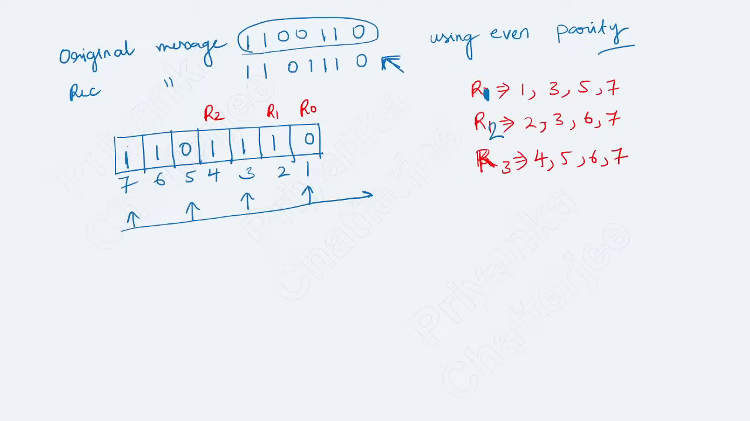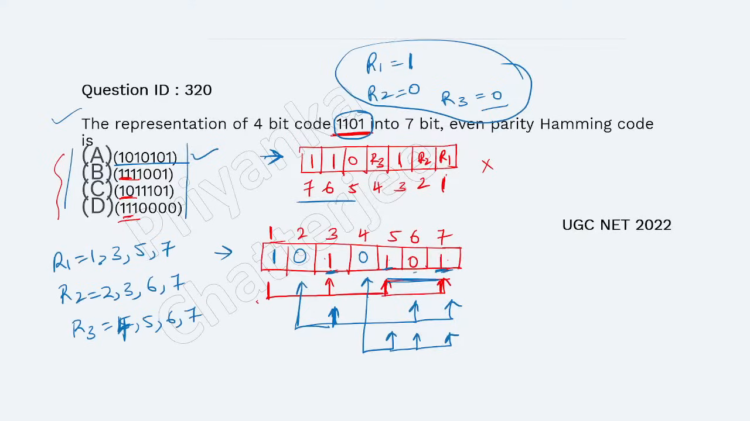But here when we took this one, then for R2 it was coming 0. 3 6 7. Opposite way it was coming. That's why it is coming opposite. Got it? If you are taking the opposite direction, then your answer will come different. It is in reverse order. That's why it is coming different.